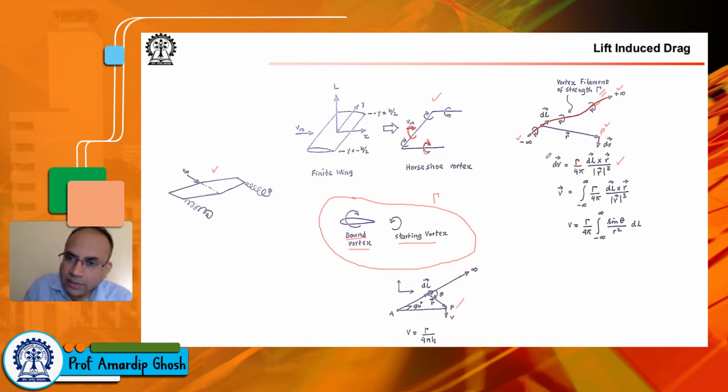Once you know the dV established at location P due to the small element dl, you can of course integrate this from minus infinity to plus infinity because it's an infinite curved vortex filament. You can integrate it to get the overall velocity field induced at the location P by this vortex filament. Now you see that for this horseshoe vortex that we are seeing here, we are interested in finding the V at these locations due to these vortex filaments.